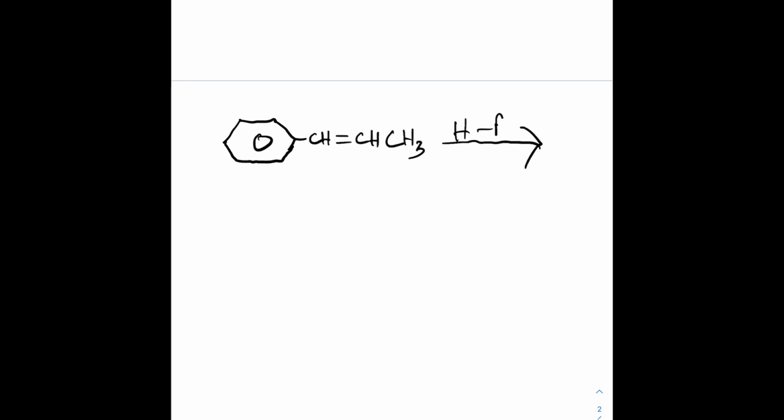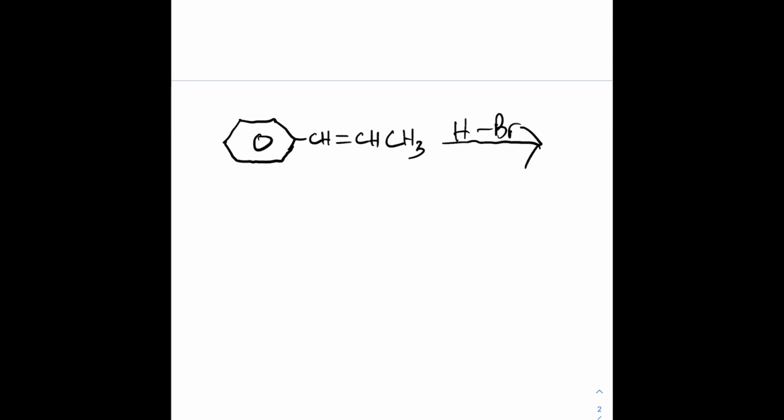For example, if we have this compound here, and you add HBr, what product would you expect to get out of this? Feel free to pause the video and think. So ask yourself, which carbon is bonded to the most other carbons? In this particular situation, you have an equal number of hydrogens.